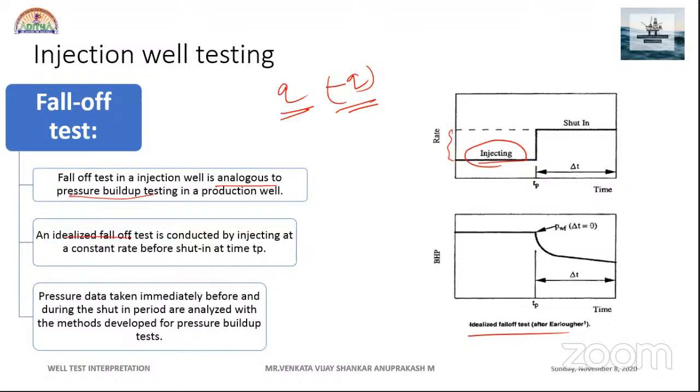An idealized falloff test is conducted by injecting at a constant rate before the shut-in time Tp. So we are injecting at a constant rate up to the time T. After that we close the well. What response will you get? That is nothing but the falloff test. Pressure data taken immediately before and during the shut-in period are analyzed with the method developed for the pressure build-up test. Here the pressure build-up test means a falloff.